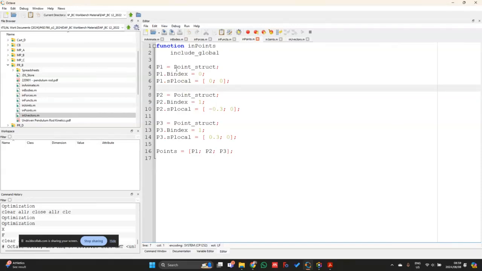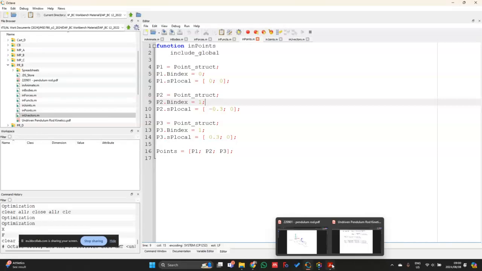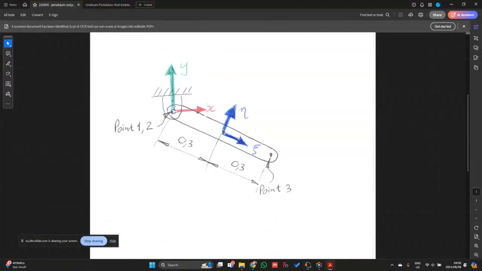Okay, so in our case, point 1 is then initialized as a point structure. Then we have p1.body index. So this specifies on which body this point lies. In our case, it's 0, so it's the grounded point that we have over here at the revolute joint. And then it also asks p1.sp local. So whenever we have a point on ground, it means that we have to use the xy coordinate system to basically fix the points into place. So since we made the deliberate decision to place the xy or the global reference frame at the revolute joint, we know that its location on ground will be 0, 0.